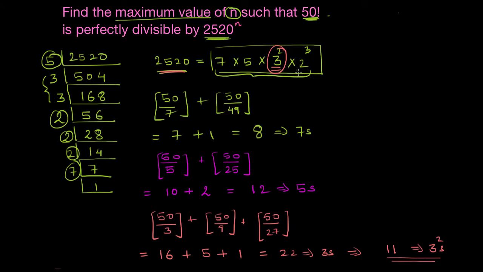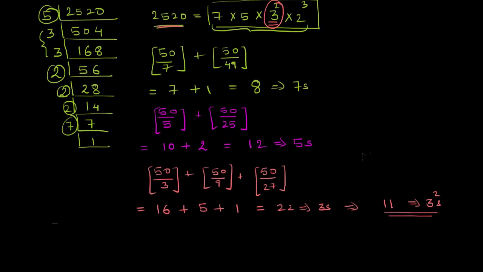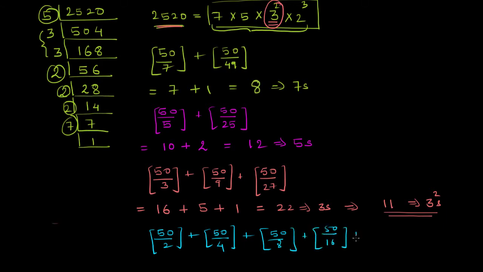Now let us find the number of 2 cubes. So first of all, let us find the number of 2's in this. I'll again divide this 50 with 2, greatest integer. Then 50 with 2 square, that is actually 4. Then the greatest integer of 50 upon 8, then 50 upon 16, then 50 upon 32. I cannot go beyond this because after that I'll get 0 as my greatest integer.